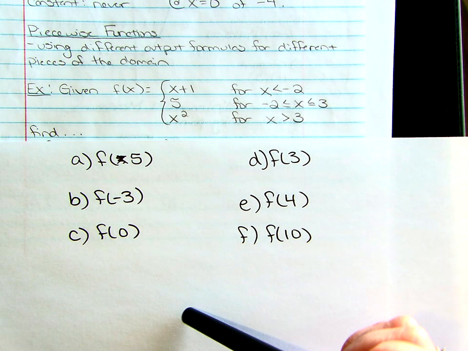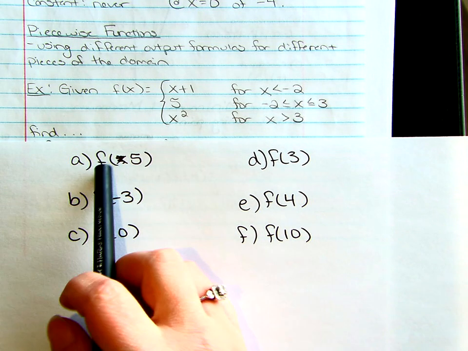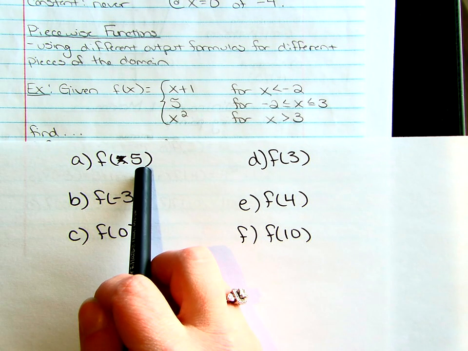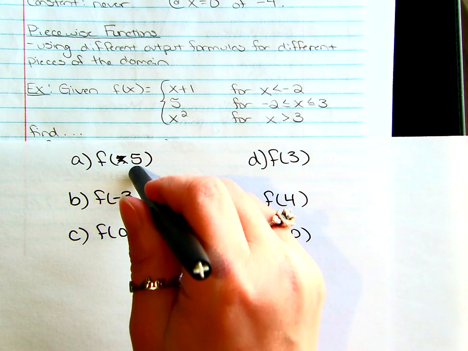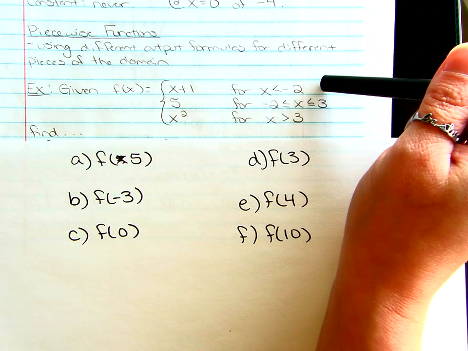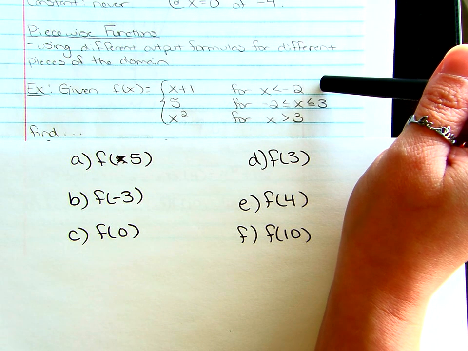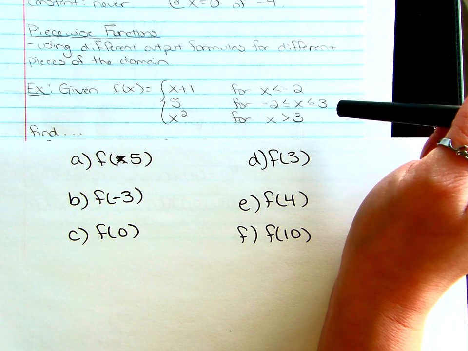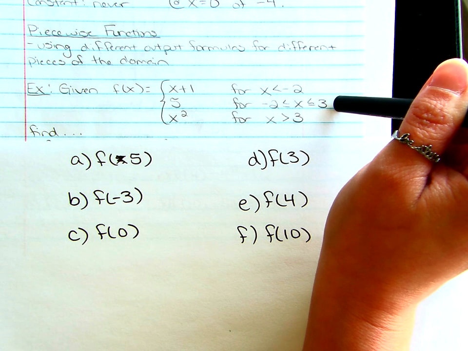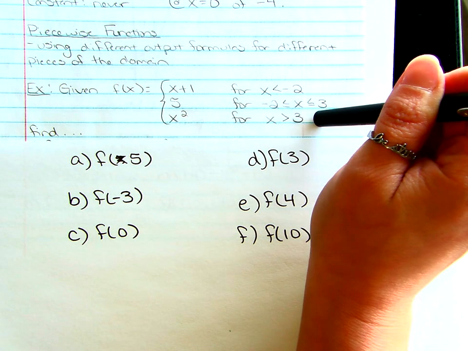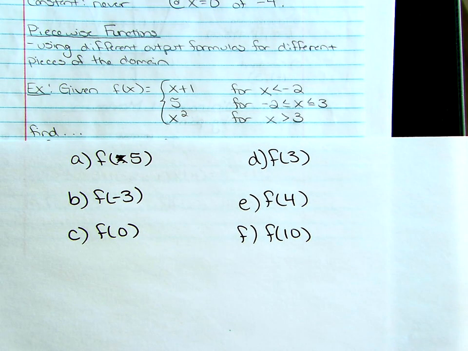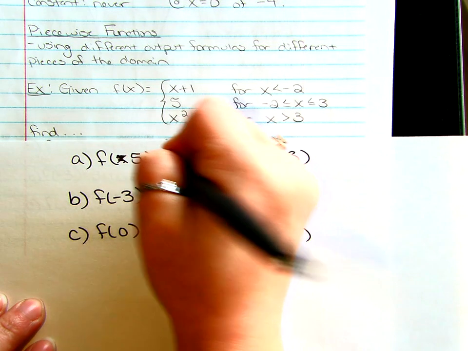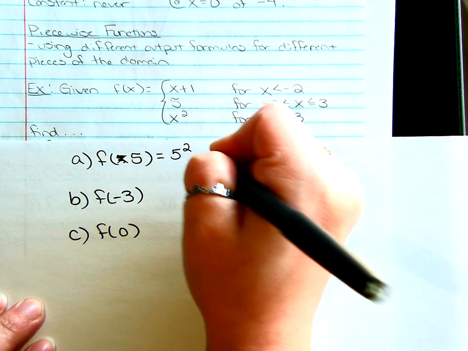So when f of 5, we need to figure out which function we're going to use for f of 5. Well, is 5 less than negative 2? No. Is 5 between negative 2 and 3? No. Is 5 greater than 3? Yep. So we're going to use that one. We're going to use x squared. So we're going to say 5 squared, so that gives me 25.